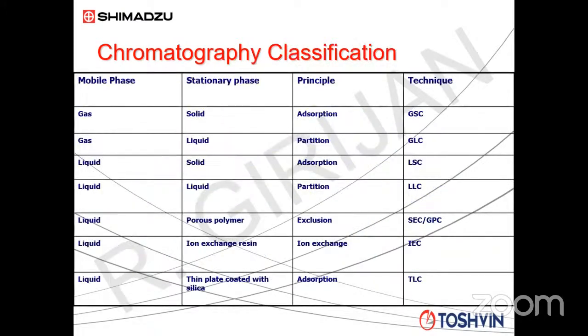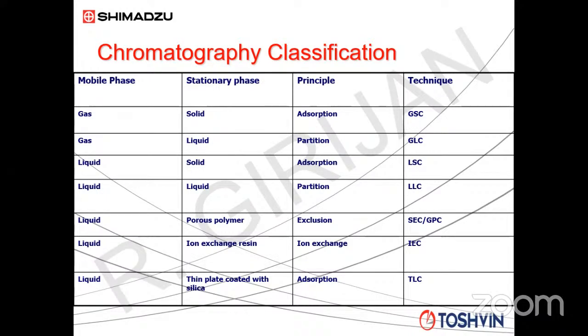Now, depending upon the mobile phase and the type of stationary phase that we are going to use, chromatography can be classified into various forms. Some of the important forms I have mentioned here. When you are using a gas as the mobile phase, and a solid material as the stationary phase, the principle of separation is based on adsorption. The technique is known as gas-solid chromatography, GSC. And this is the technique we normally use for gas analysis.